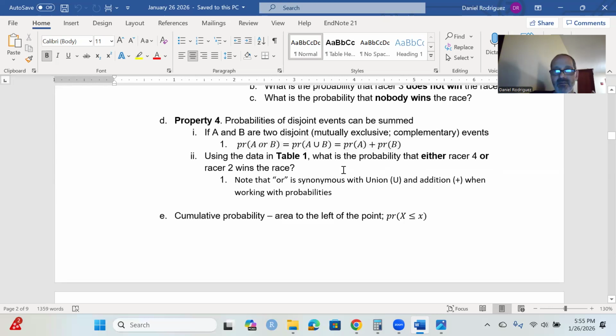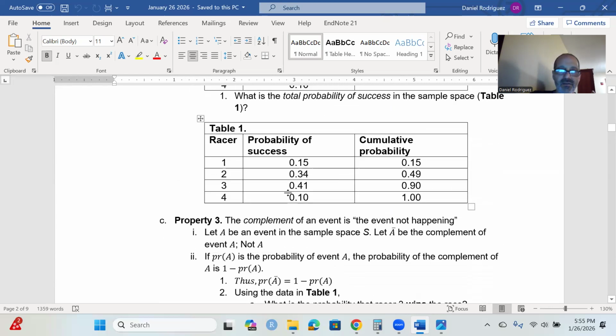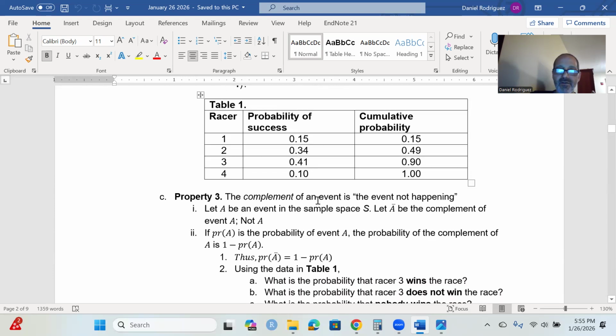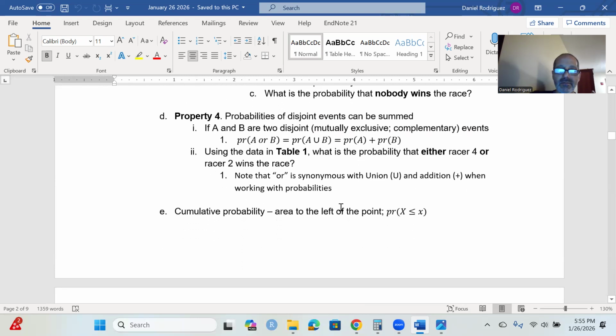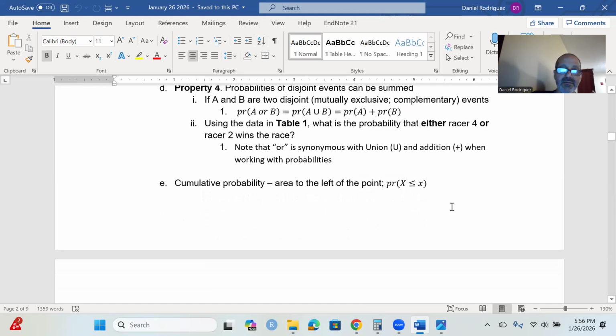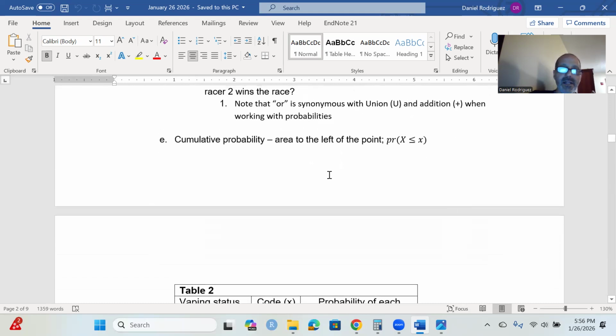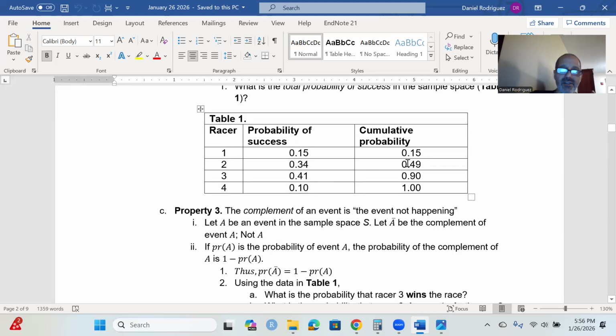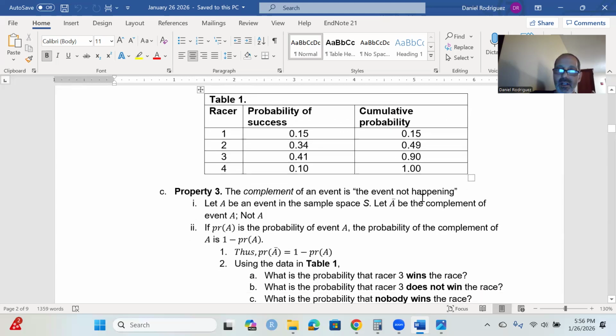Using the data in table 1, what's the probability that either racer 4 or racer 2 wins the race? Well, racer 4 has a probability of 0.10 and racer 2 has a probability of 0.34. They can't simultaneously win the race, so the probability of either of the two winning is 0.34 plus 0.10, or 0.44. So you should think of or as being synonymous with union, which is synonymous with addition when you work with probabilities.